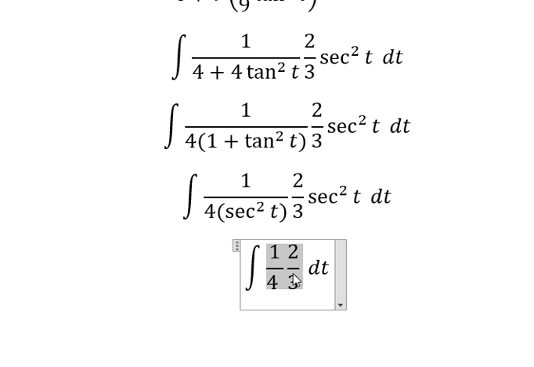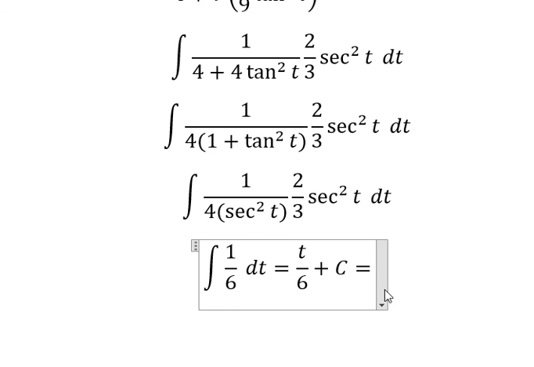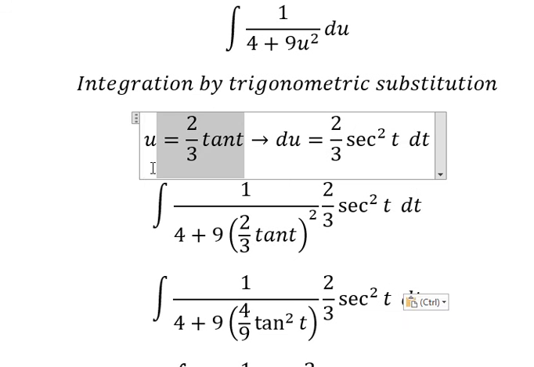This one we have number 2 and number 4, we simplify. And this one we get 1 over 6. The integration of dt, you get t. About t, that is about this one.